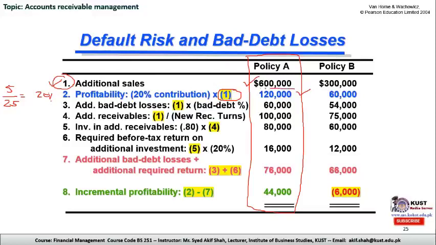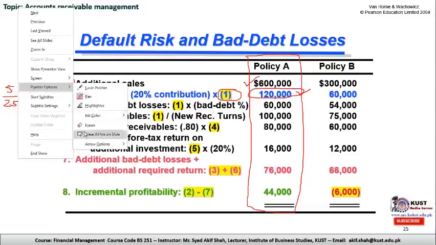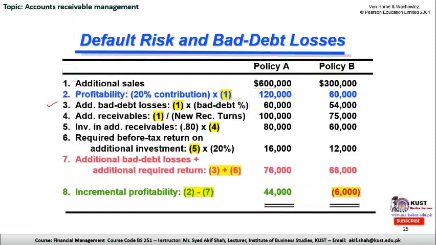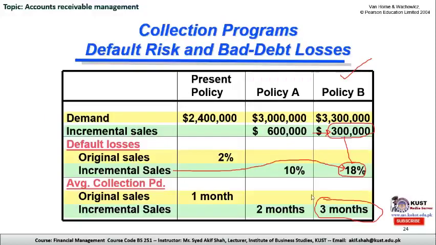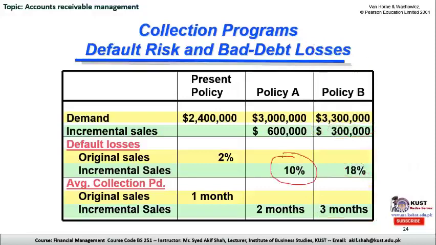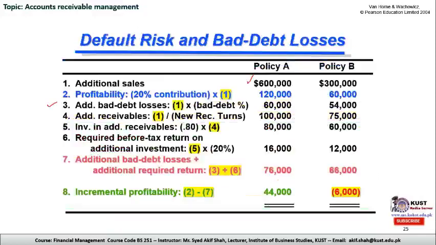And now we have to compare our profitability with the additional cost of funds tied up in the additional account receivable. So let me remove this and go further. In step number 3, we have to calculate the additional bad debt losses. So we have to multiply the $600,000 with the bad debt losses percentage. Let's move back. The bad debt losses percentage in policy A is 10%. So if we multiply this 10% with the additional incremental sale, we will have $60,000.